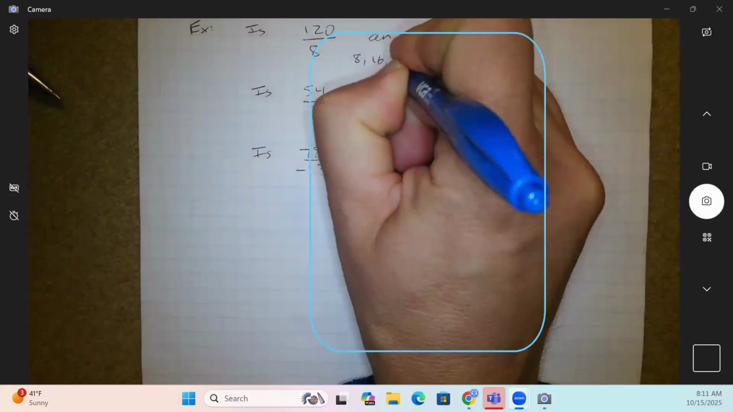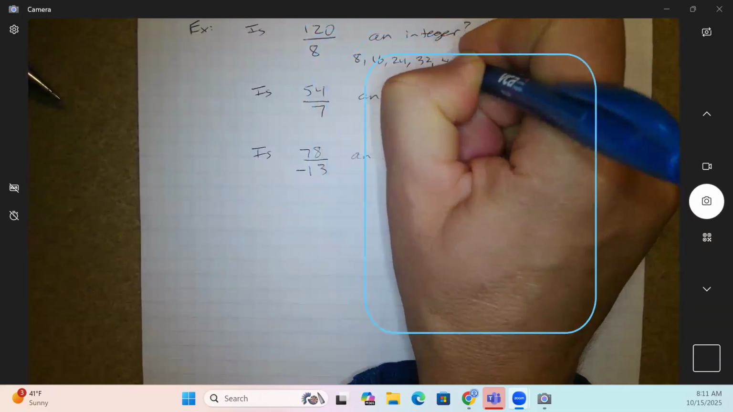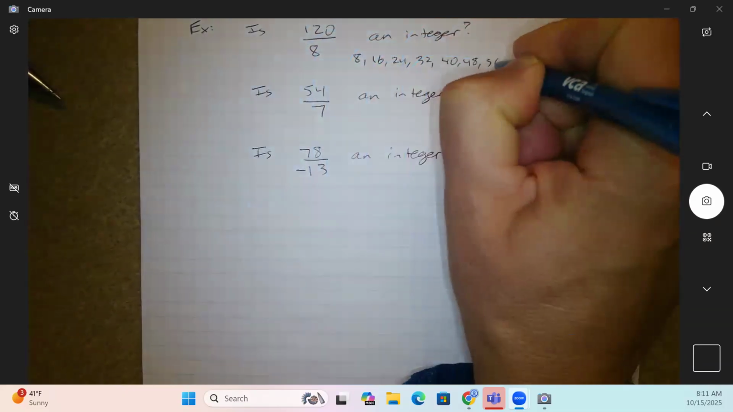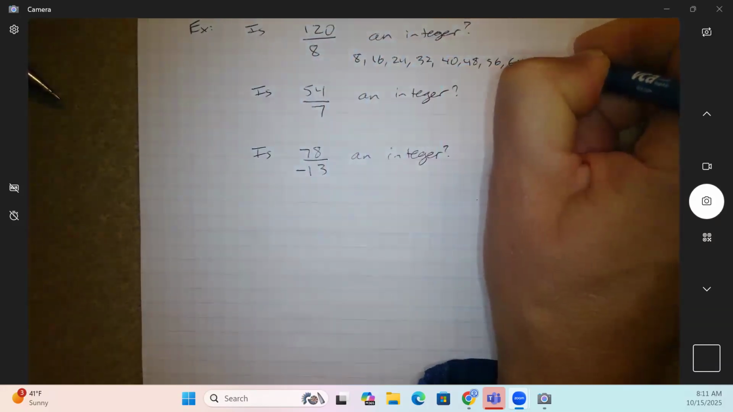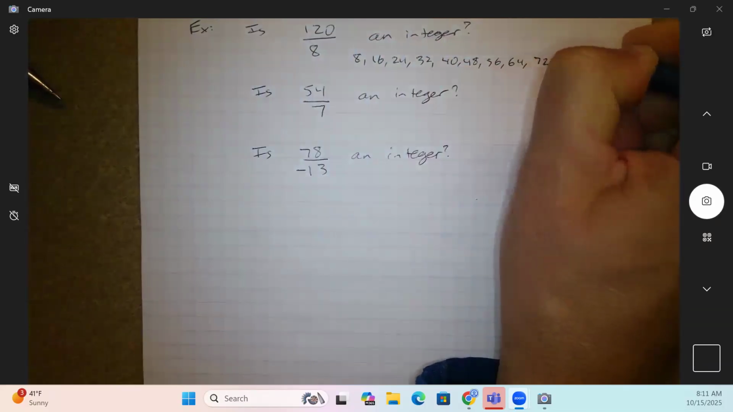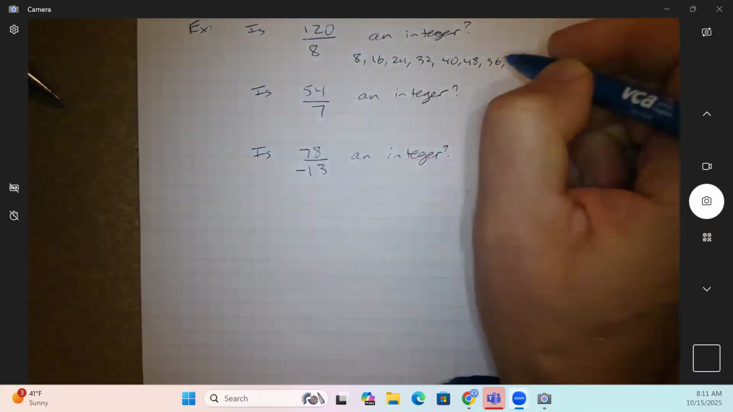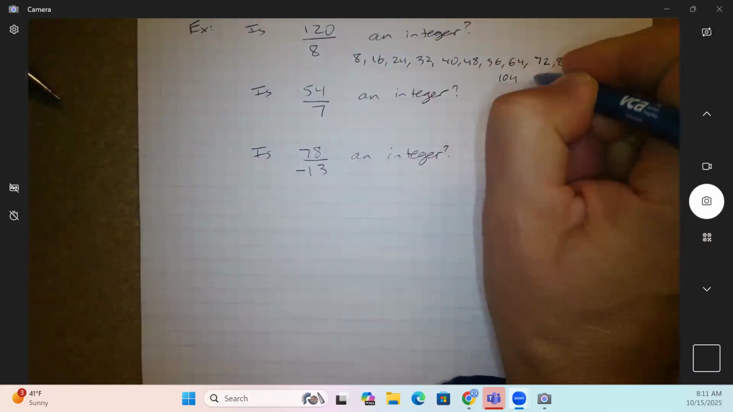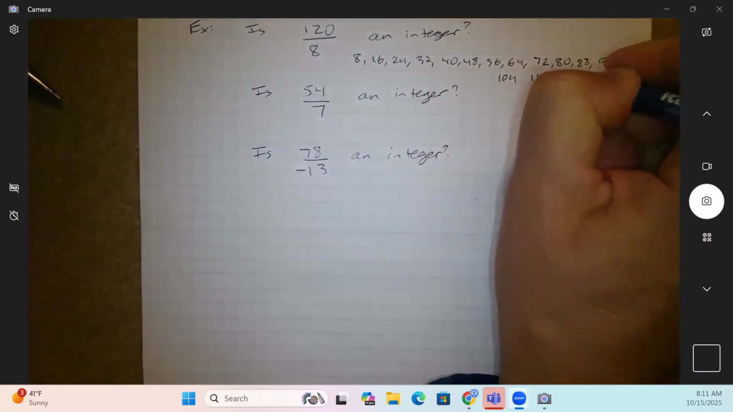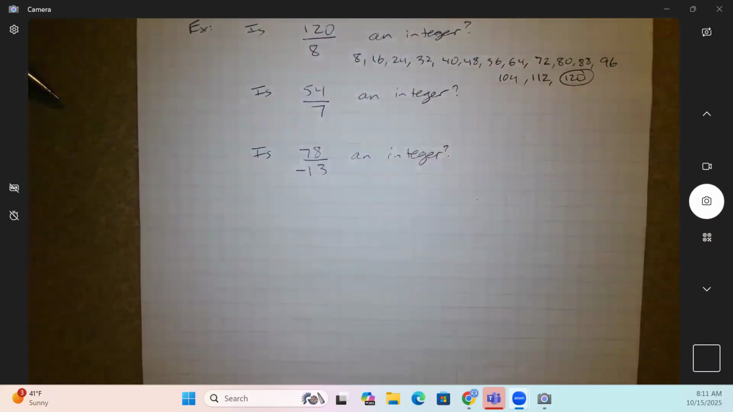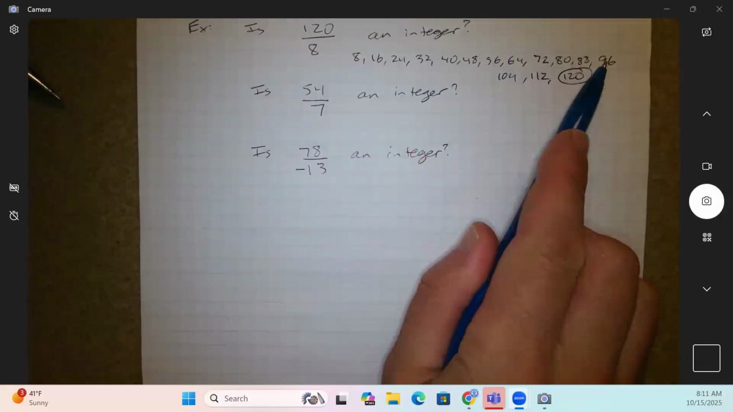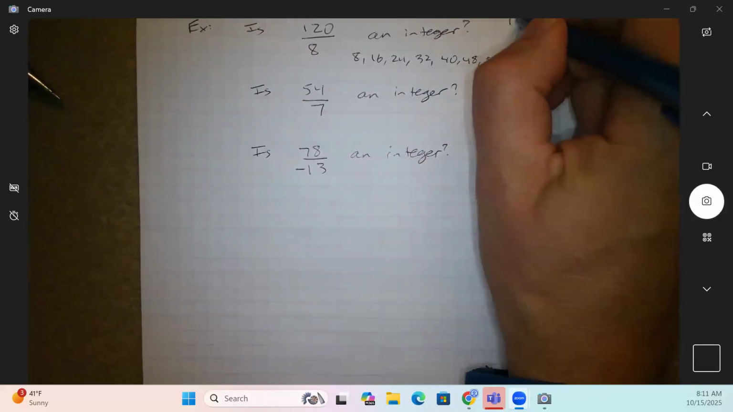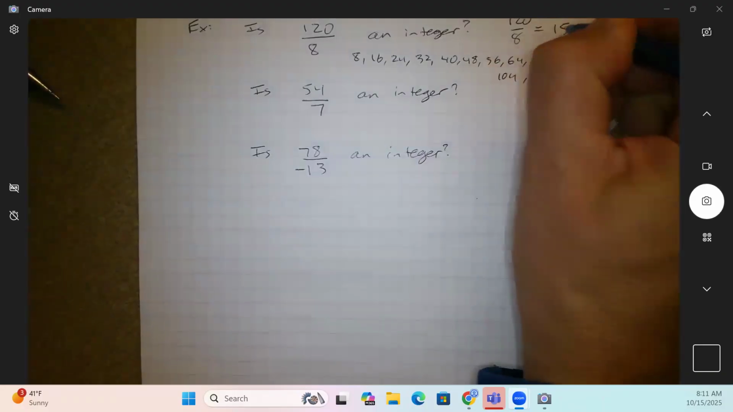8, 16, 24, 32, 40, 48, 56, 64, 72, 80, 88, 96, 104, 112, 120. Is 120 divided by 8 an integer? It is. 1, 2, 3, 4, 5, 6, 7, 8, 9, 10, 11, 12, 13, 14, 15. 120 over 8 is the number 15.